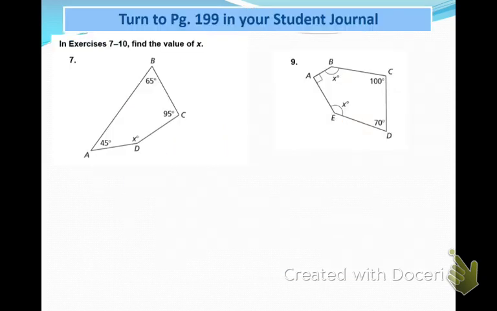If you turn to page 199 in your student journal, we're going to do some problems together. We're going to do 7 and 9 together. All right, so number 7, how many sides are there? 4. 1, 2, 3, 4. So what kind of shape is this? A quadrilateral. So you can do one of 2 things.